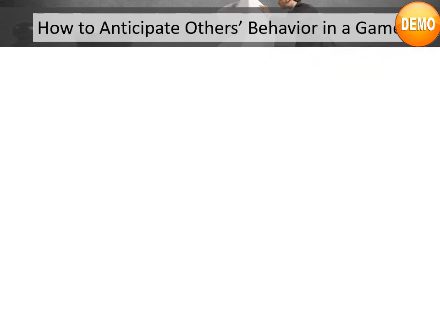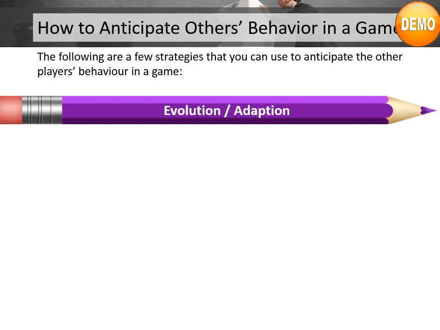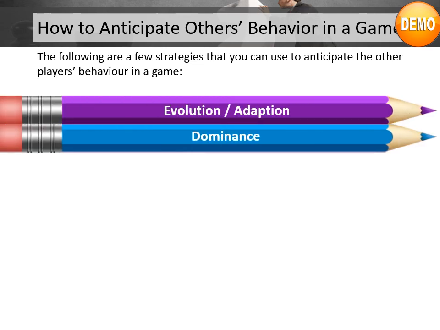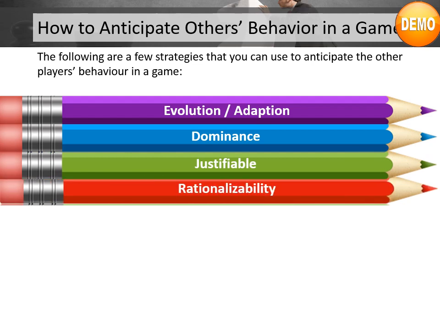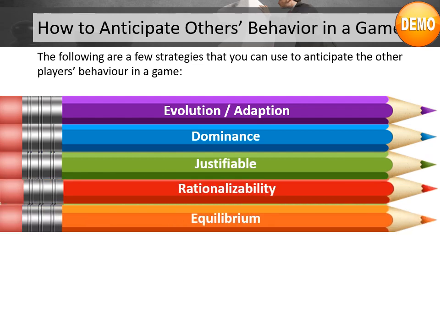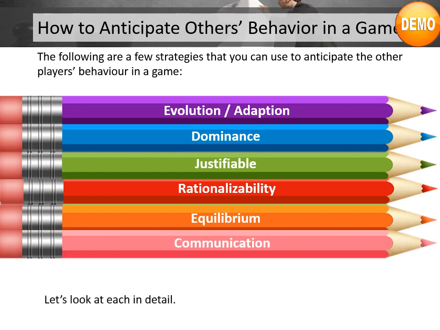How to anticipate others' behavior in a game. The following are a few strategies that you can use to anticipate the other player's behavior in a game. Evolution or adaptation, dominance, justifiable, rationalizability, equilibrium, communication. Let's look at each one of them in detail.